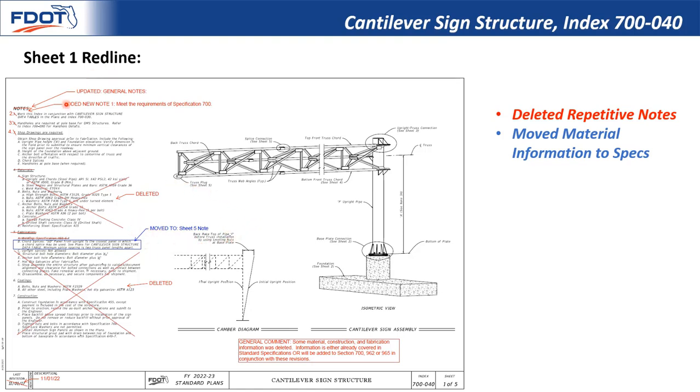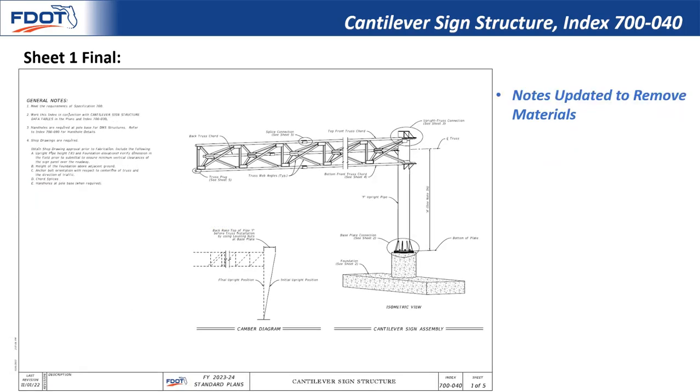And as you see with our new note 1, we made sure that each index in the series had a note that read something like this: meet the requirements of specification 700. Here's what the finished product looks like. In some cases, like here, a lot of notes have been removed.